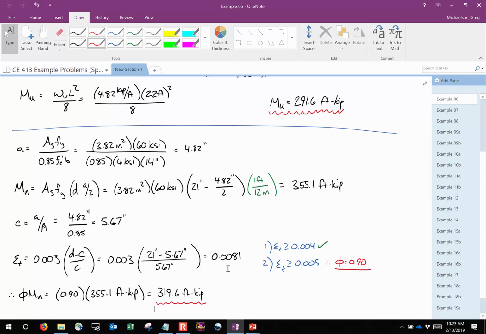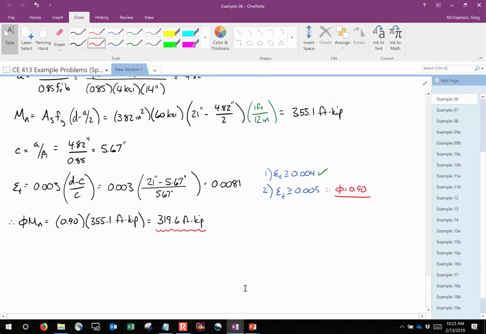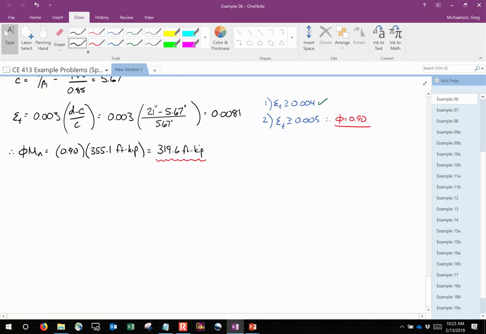Now, here's the pop quiz though. Is there any remaining check that we need to do on this beam? We checked the strain, we've checked its capacity, something else we haven't done. There we go, the minimum steel requirement. We didn't do that one yet. That's the last one left.